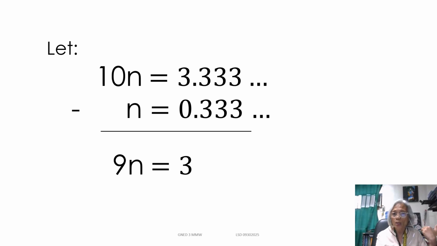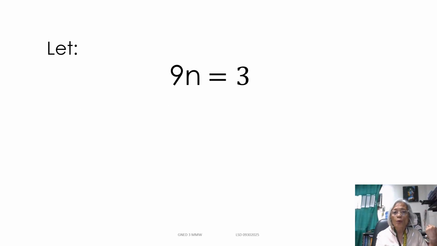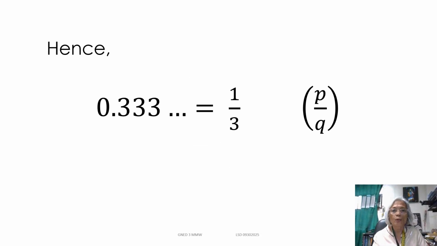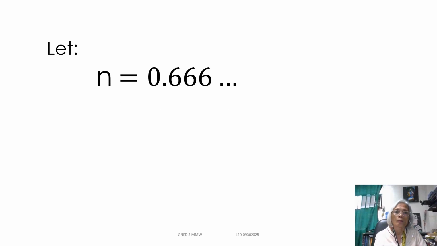3.333 minus 0.333, so that would be 3. And therefore, we have 9n equals 3, or n is equal to 1/3. And therefore, we were able to show that 0.333 is in fact equal to 1/3. So clearly, this is a rational number of the form P upon Q.